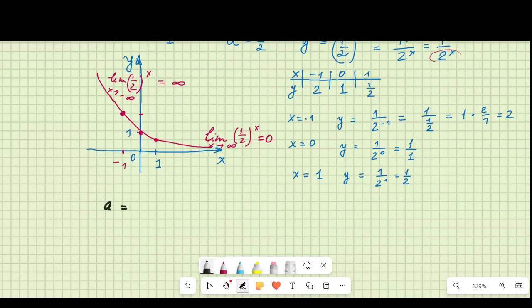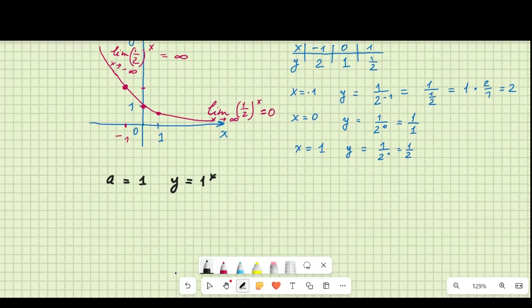When A equals 1, my function y is going to look like 1 to the power of x. We do know that 1 to any power is going to be equal to 1. So actually, my function in this case is going to be just a constant function, y equals 1. And that's why I was keeping this case to the very end. So that's going to look like this. Y over here, x over here, 0 here, 1 unit here, and 1 unit here.